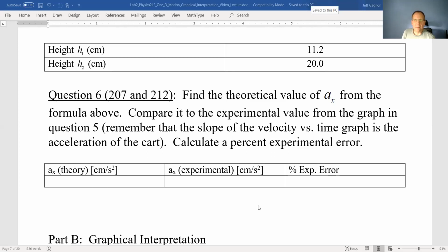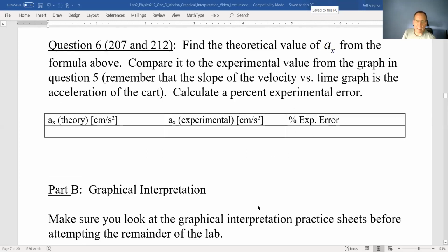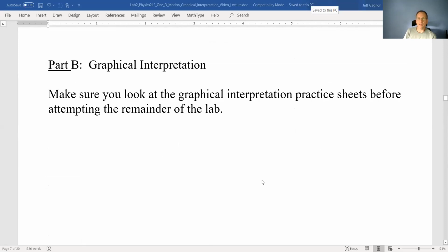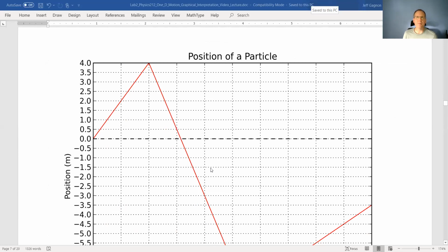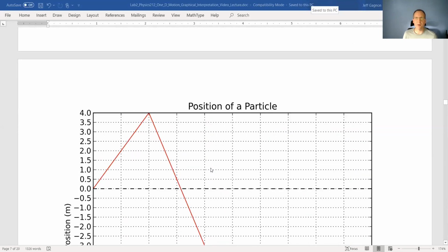Okay, great. So that's it for the first part of the lab. Now, part B is graphical interpretation. I even make a note here: make sure you look at the graphical interpretation practice sheets before attempting the remainder of the lab. I'm going to walk you through some of these practice sheets. We're looking at position versus time and velocity versus time graphs and trying to answer questions based on those graphs. So let me go to the practice before I show you your particular lab report.